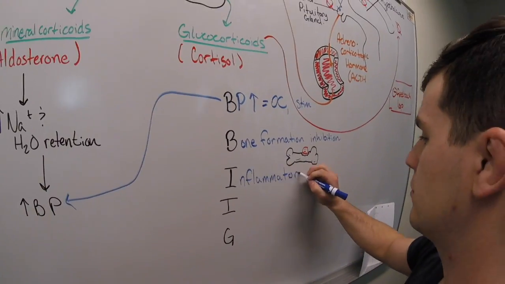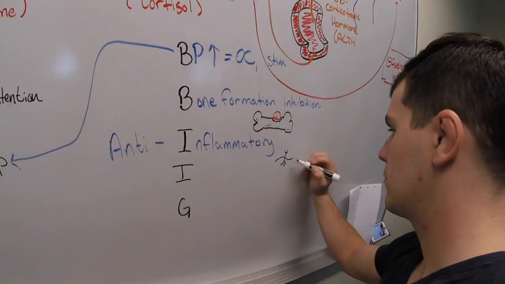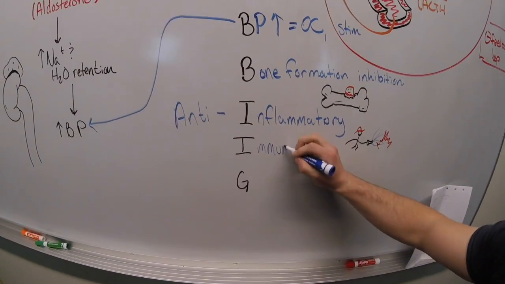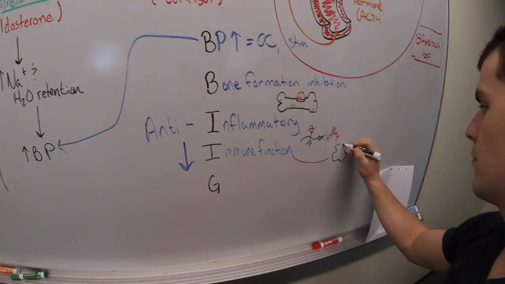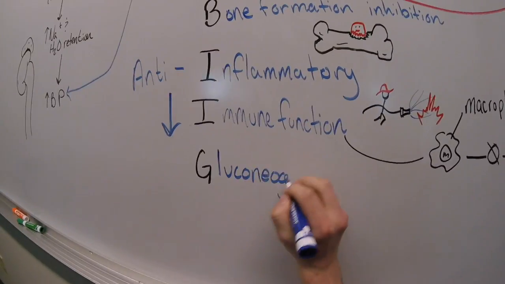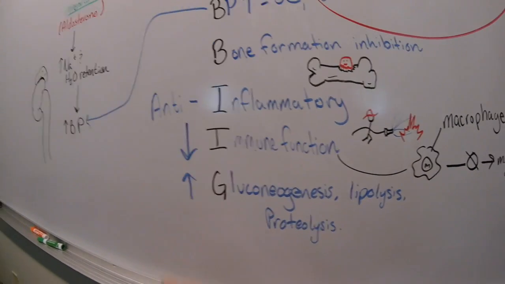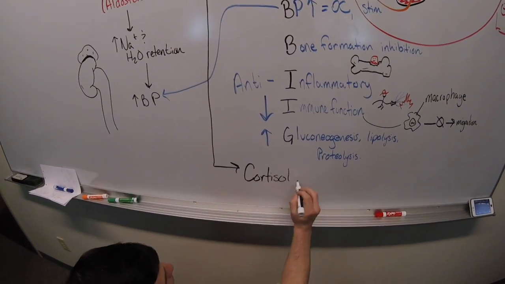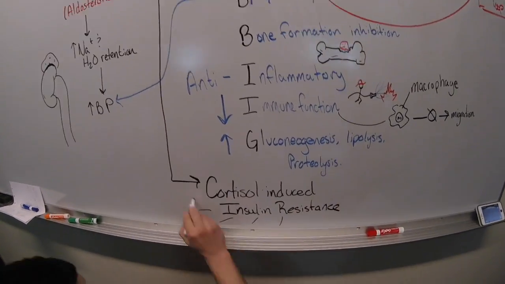The third is I for anti-inflammatory, seen by the firefighter fighting the fire. Second I is decreased immune function, which is the inhibition of macrophage migration. And finally, the G is increased gluconeogenesis, lipolysis, and proteolysis, which results in increased blood glucose and subsequently increased insulin, resulting in cortisol-induced insulin resistance.